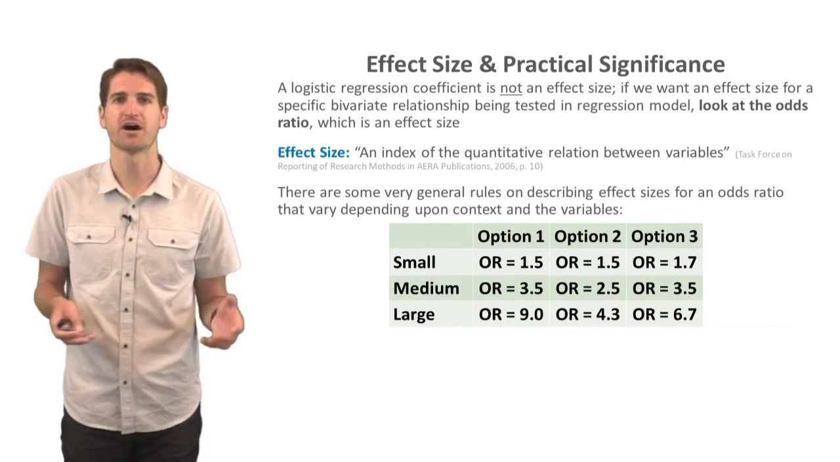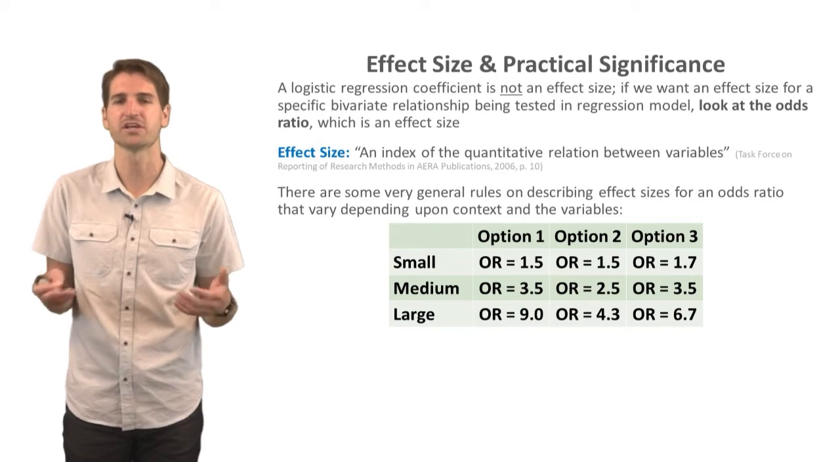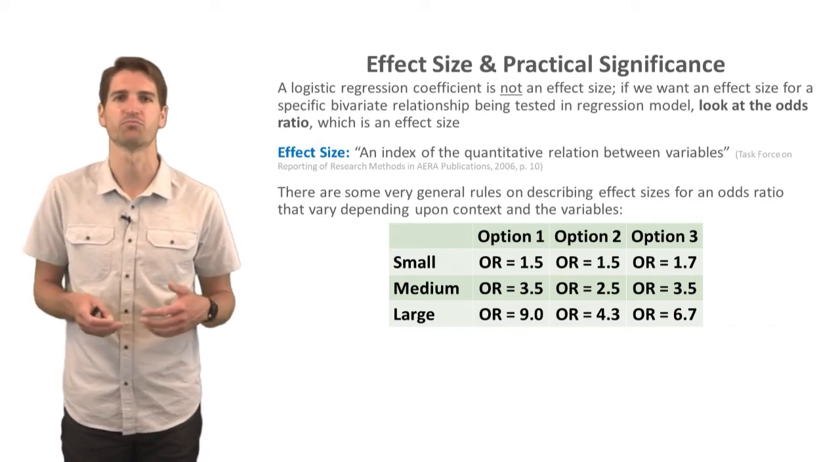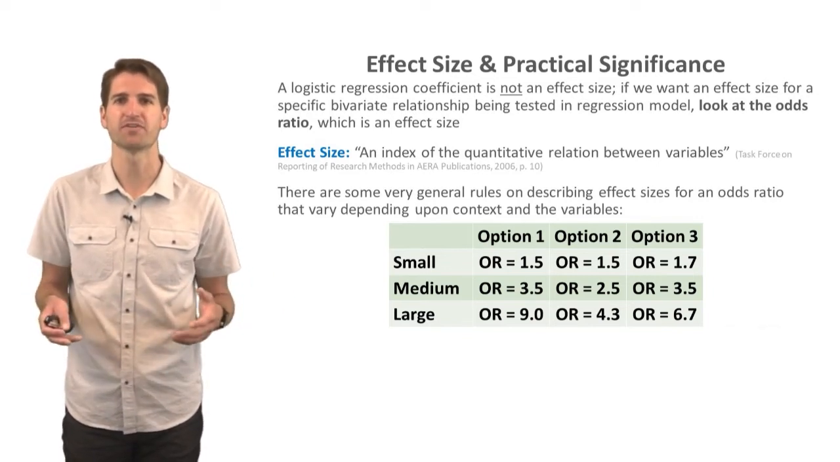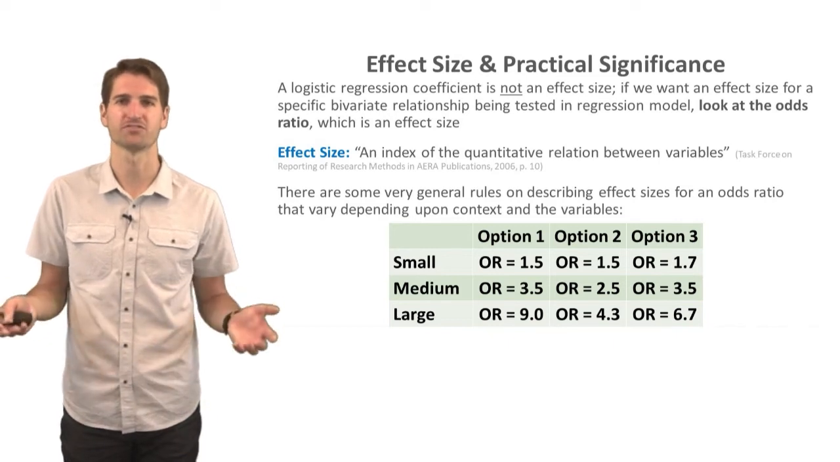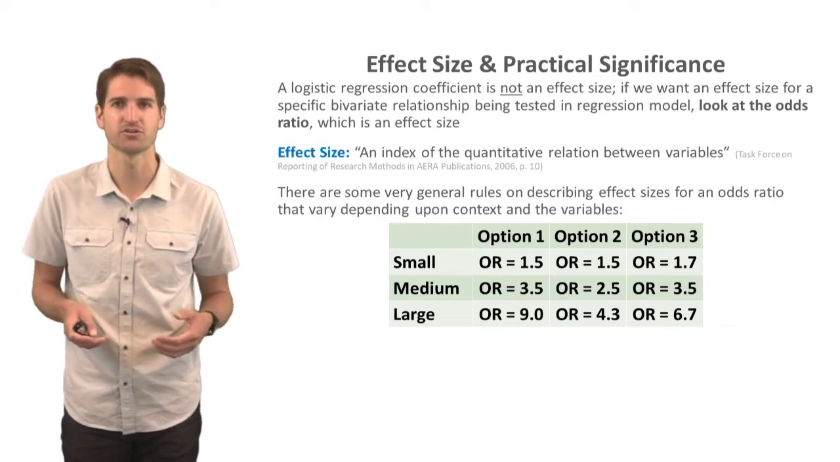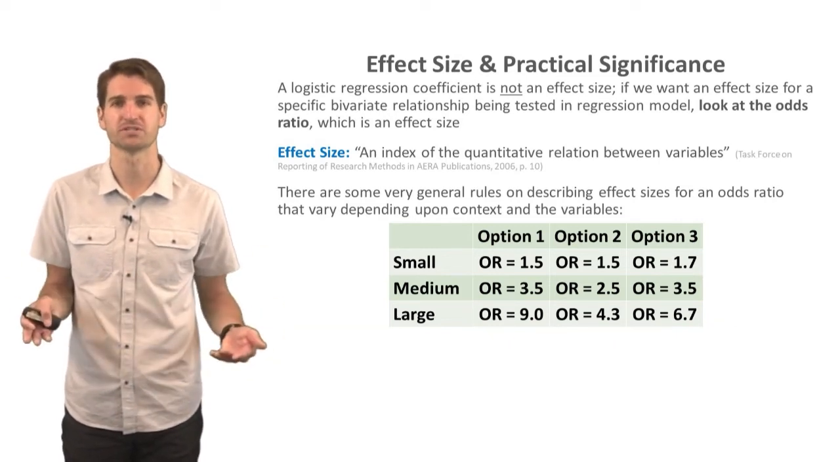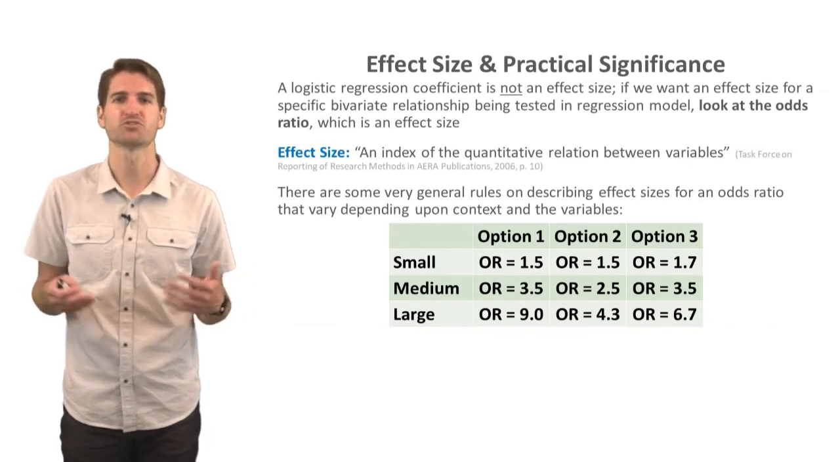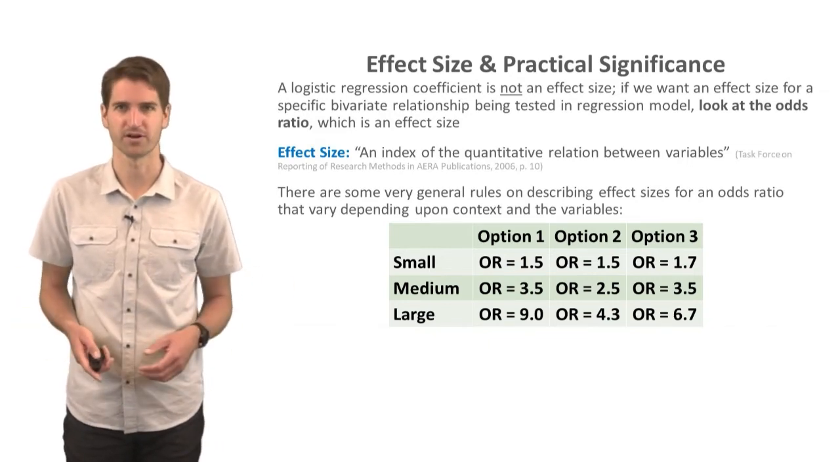So you can see that the odds ratio for a small effect is generally about 1.5. Also, we see 1.7. And then when you get to a medium effect, it's going to be between about 2.5 and 3.5, depending on who you talk to. And then for a large effect, here's where we see some differences. It's going to be anywhere between 4.3 and 9.0.